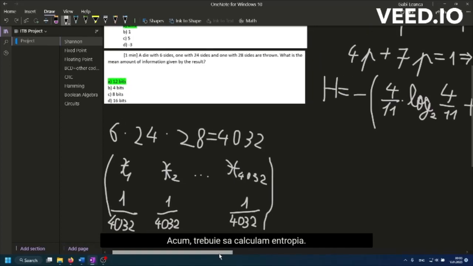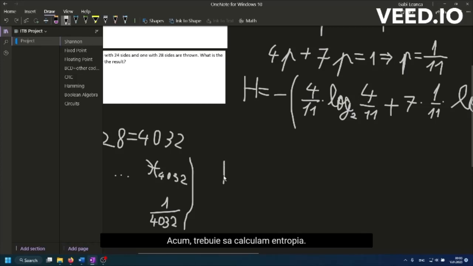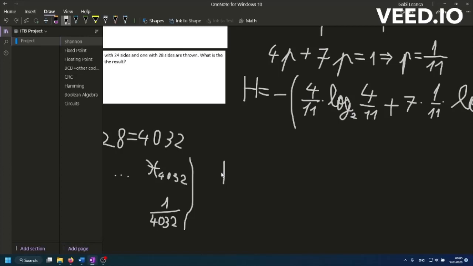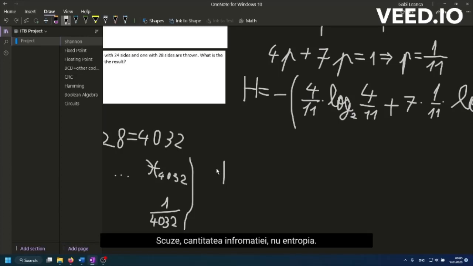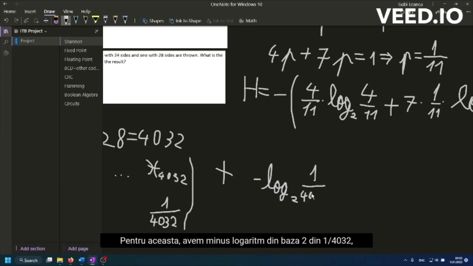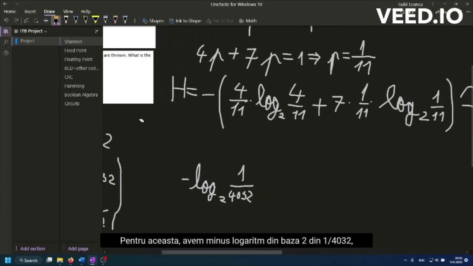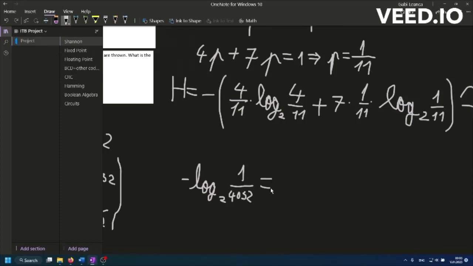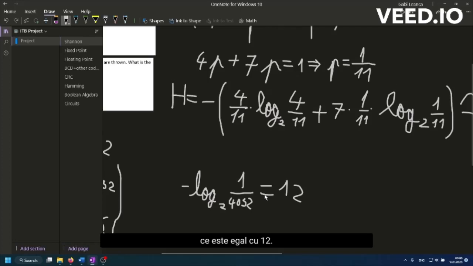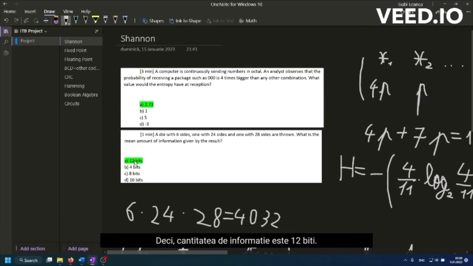Now, we have to calculate the entropy. Sorry, the amount of information, not the entropy. For that, we have minus logarithm in base 2 of 1 over 4032. We can erase this, which equals 12. So the amount of information is 12 bits.